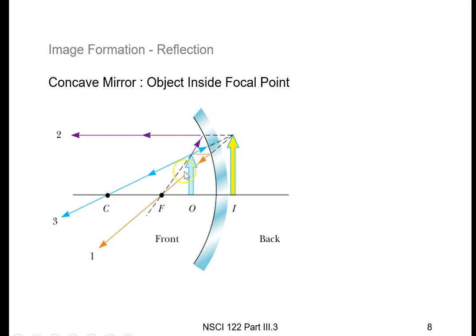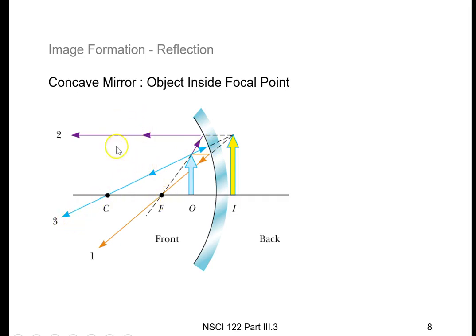Orange ray would reflect through the focal point because it's parallel to the optic axis. Purple ray, as if it came from the focal point, would reflect horizontal to the left like that. And this blue ray, if it appears as if it came straight from the center, would leave the object arrow right here and reflect right back upon itself.